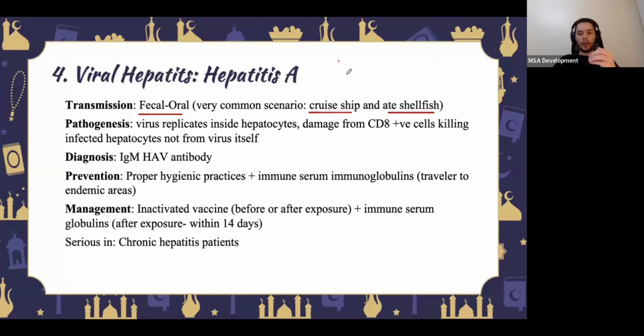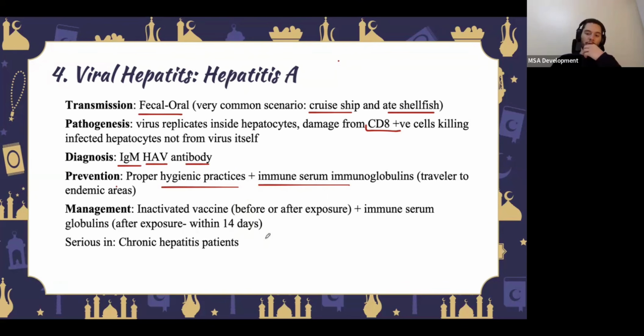What exactly happens is that the virus enters into the hepatocyte. On its own, the virus is not toxic. It does nothing. But when it gets detected by the immune system, you have your CD8 positive cells that start killing your hepatocyte. How would you diagnose this? Typically an immunoglobulin IgM for hepatitis A virus antibody. How would you prevent it? Since it is fecal-oral route, through hygienic practices, and then immune serum immunoglobulins. You give this to people who are traveling to endemic areas or areas where you suspect they'd have hepatitis A.